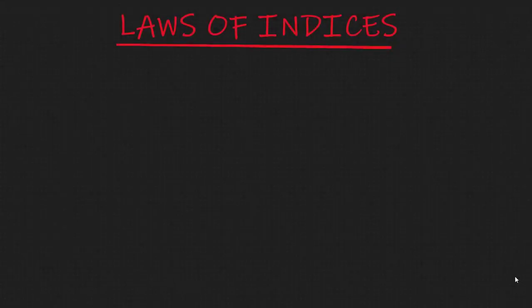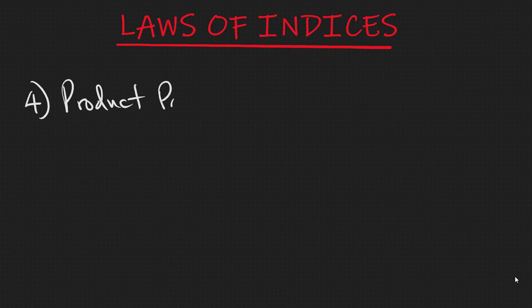The fourth law is the product power law. This says that when the product of different factors is raised to a certain power, perhaps in a bracket, the power is distributed over each factor in the bracket. So, for example, if you have two numbers in a bracket raised to a power of x, this x will be distributed to the numbers in this bracket.